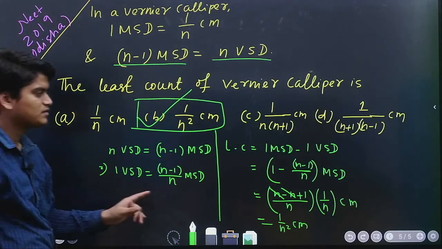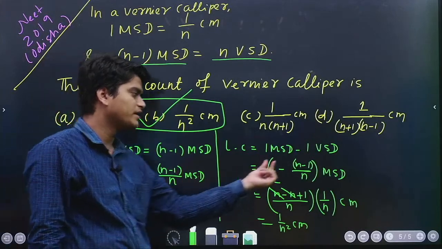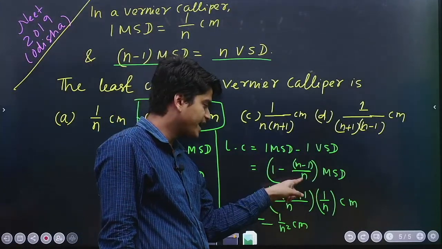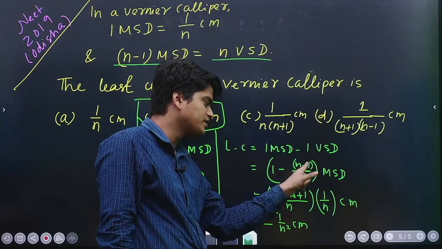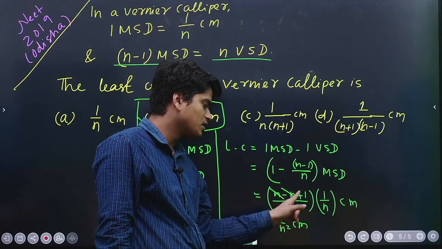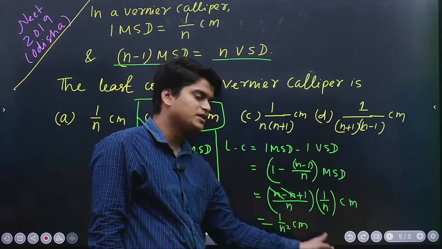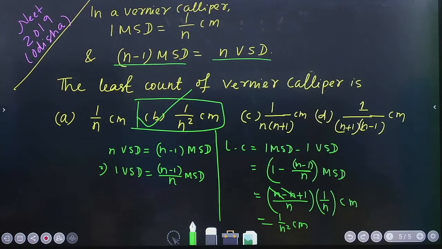Simple thing here: in place of 1 VSD, substitute n minus 1 by n. Now take LCM, n. N will multiply here, minus will multiply in this bracket, so it is minus n plus 1. N cancel. 1 by n is 1 by n square. Yes or no? Okay.